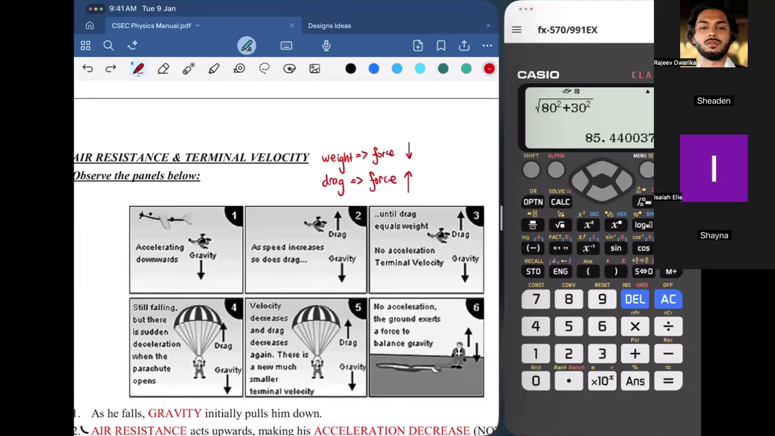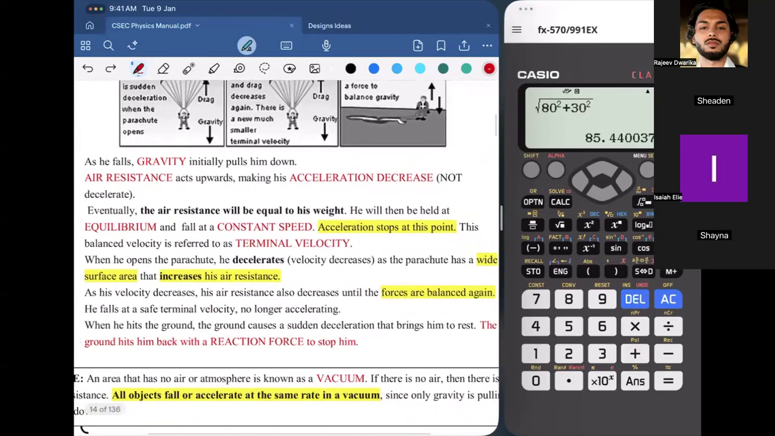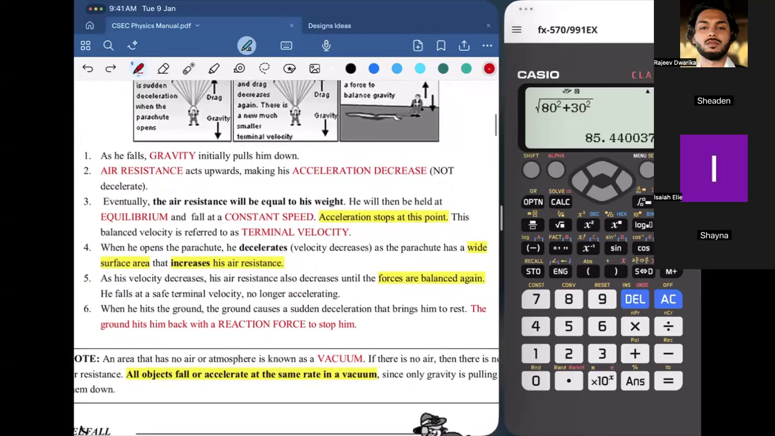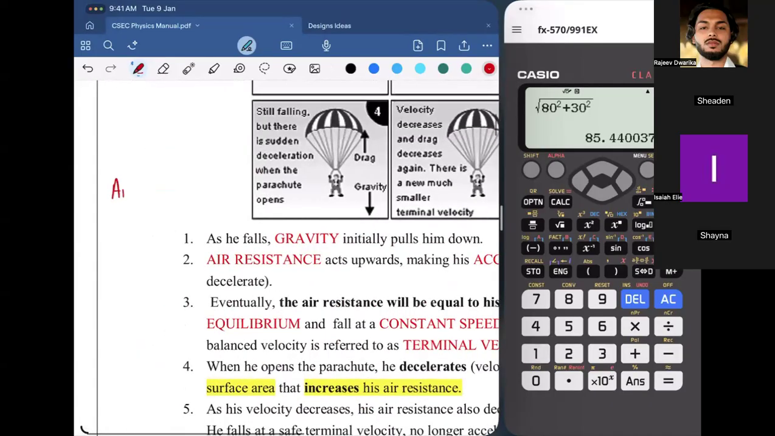Shay, are you confused by anything I said? No, sir. No? Okay. Right, so you could copy this down. And this would be under air resistance and terminal velocity. So air resistance.